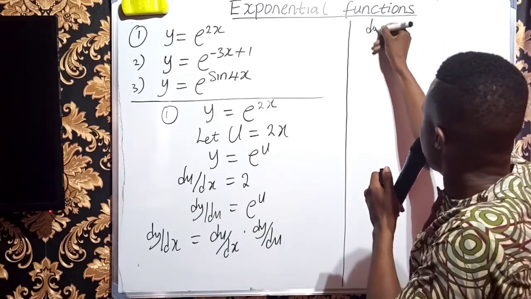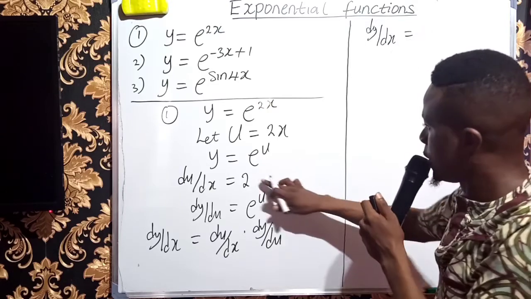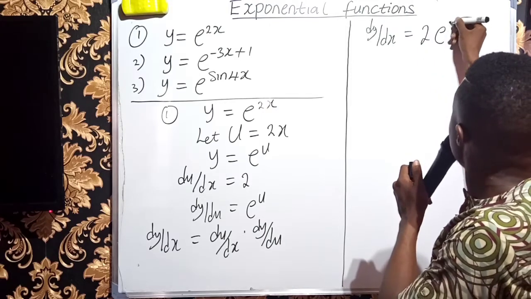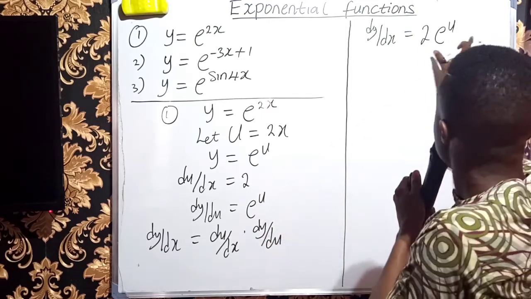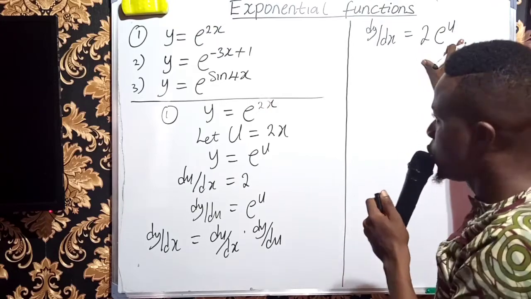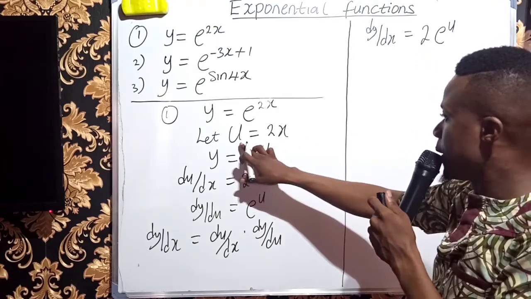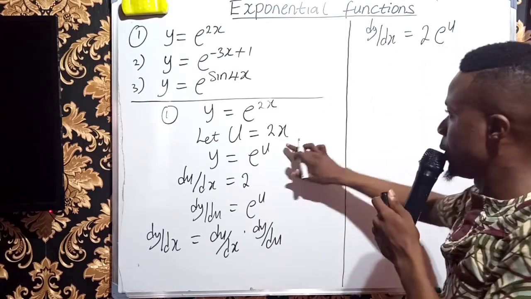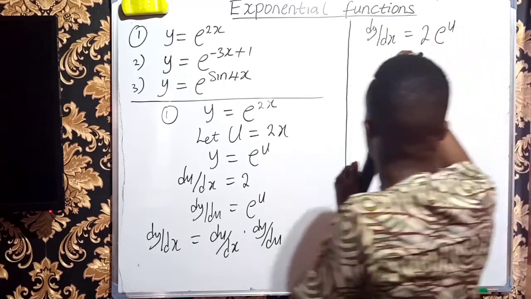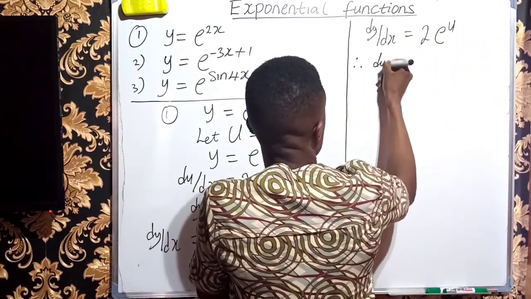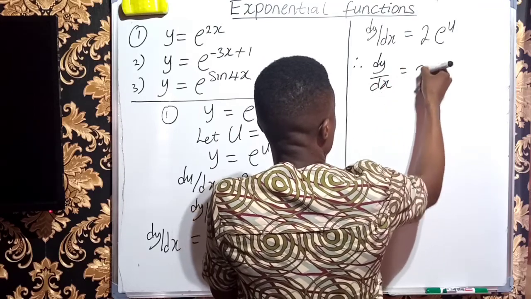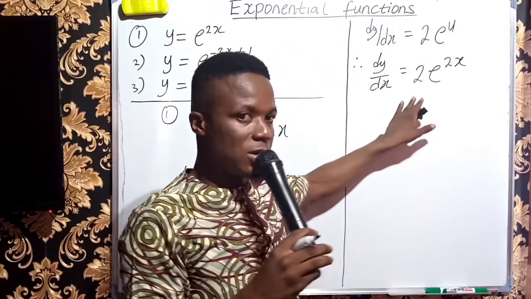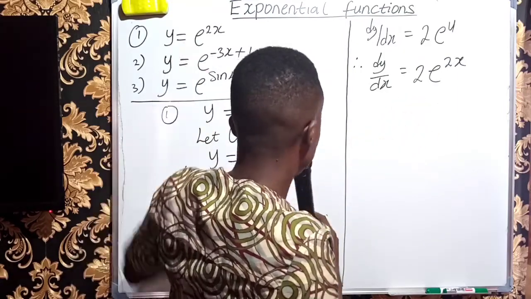So hence, dy over dx will now be 2 multiplying e to the power of u. So we have 2 e power of u, because when 2 multiplies, this is what I'm going to get. But we shouldn't stop here, because in the beginning we said that u is 2x. So at this point where I'm seeing u, I will now plug back in my 2x. Therefore, dy over dx will now be 2e to the power of 2x. This is just the derivative of this given function.